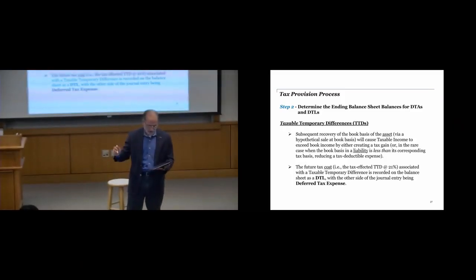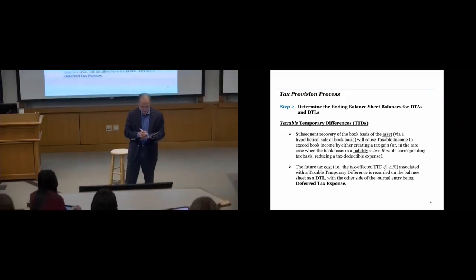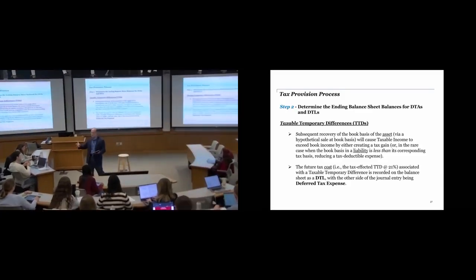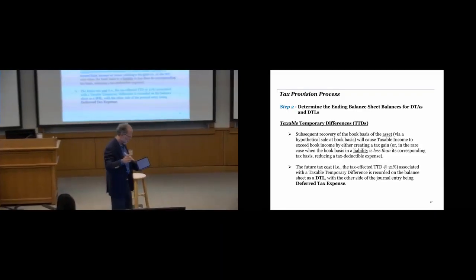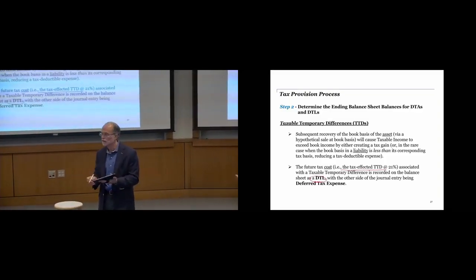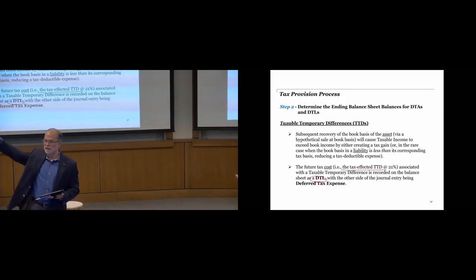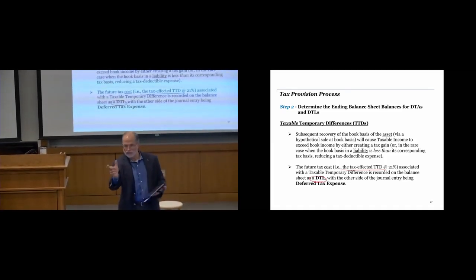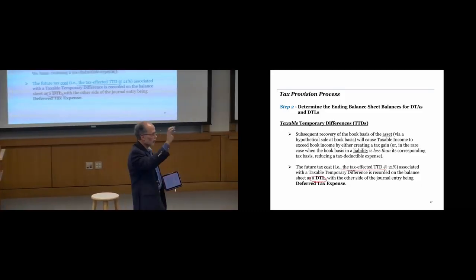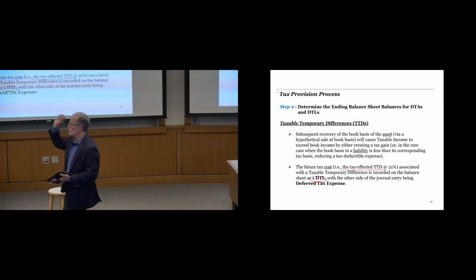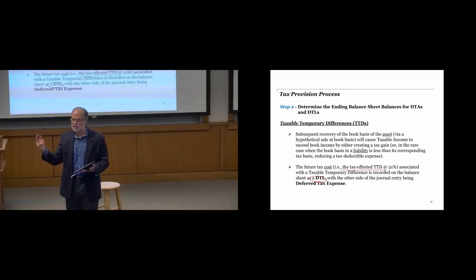So the future tax cost, which is what Arthur was just talking about, the tax-affected taxable temporary difference at 21%, is recorded on the balance sheet as a DTL. It is a liability. It's deferred because it's not current, right? A current liability is what I expect to pay the next year. This is in the future. My current liability is step one. What do I think I owe on my tax returns? My current tax liability. This is a deferred tax liability. The other side of that journal entry, right?